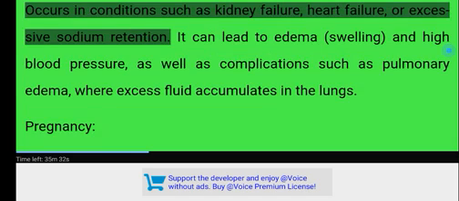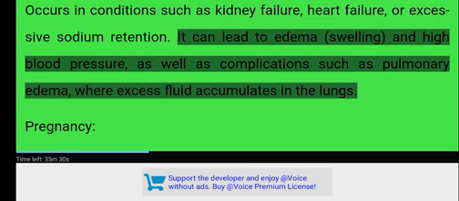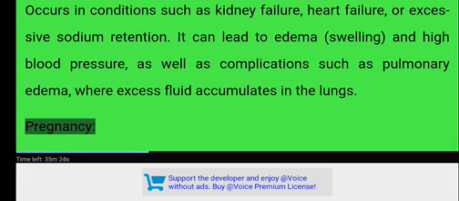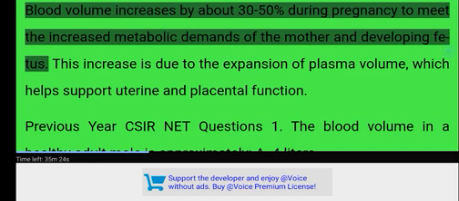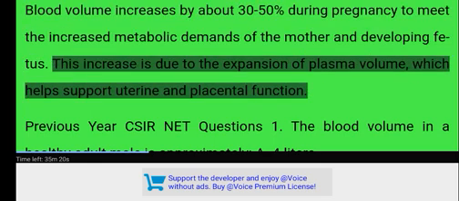Hypervolemia, high blood volume. Occurs in conditions such as kidney failure, heart failure, or excessive sodium retention. It can lead to edema, swelling, and high blood pressure, as well as complications such as pulmonary edema, where excess fluid accumulates in the lungs. Pregnancy. Blood volume increases by about 30–50% during pregnancy to meet the increased metabolic demands of the mother and developing fetus. This increase is due to the expansion of plasma volume, which helps support uterine and placental function.